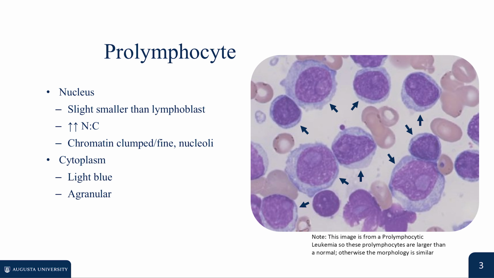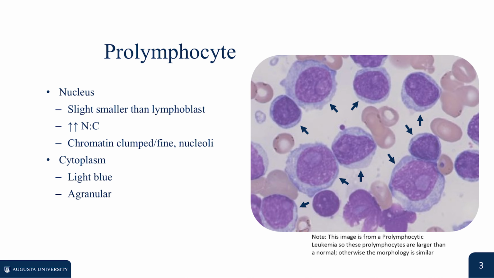As the cell transitions to the prolymphocyte stage, it becomes slightly smaller than the lymphoblast while retaining a high nucleus-to-cytoplasm ratio. The nuclear chromatin becomes moderately more condensed than that of a blast, typically displaying a single prominent nucleolus. The cytoplasm remains agranular and light blue, lacking the primary granules seen in myeloid precursors.